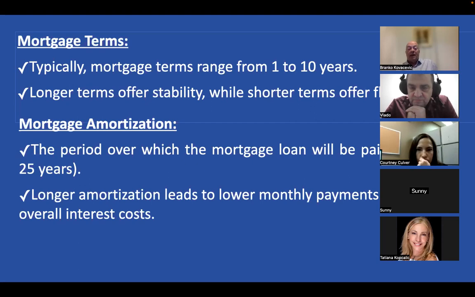Next, to show how important it is, is amortization. That's 25 years on average in Canada. That means the time period over which the mortgage will be paid off. Now, if the down payment is 20% or more, we can stretch the amortization to 30 years. And recently we saw some examples of 35-year amortization.